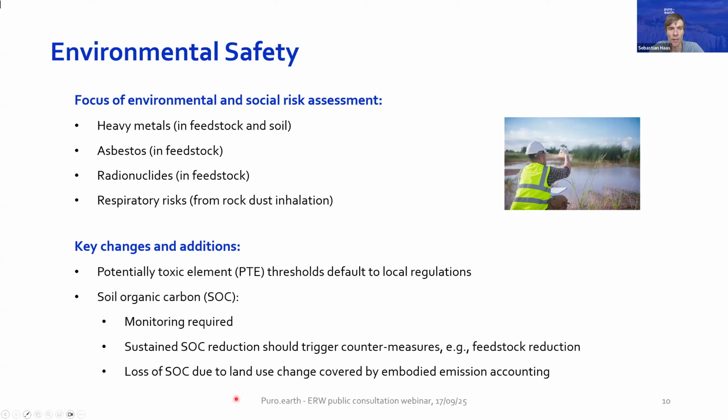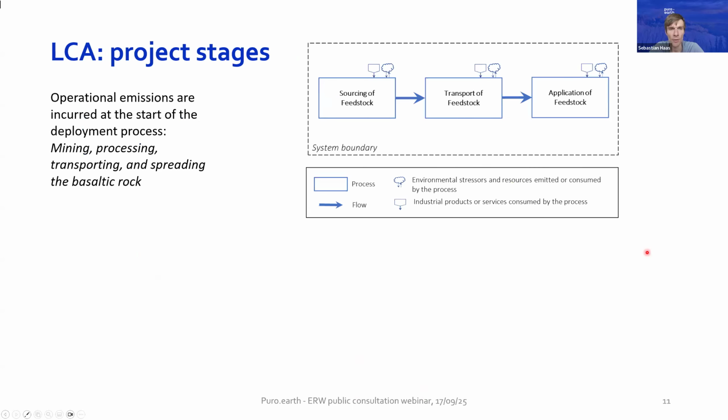Another thing to say about soil organic carbon is that if there is land use change, then this loss would also be accounted for in our embodied emission accounting scheme. And that leads us to the life cycle analysis part of the methodology, where in these three project stages, so sourcing of feedstock, transport of feedstock, and application of feedstock, we require the accounting for operational emissions that are part of the process.